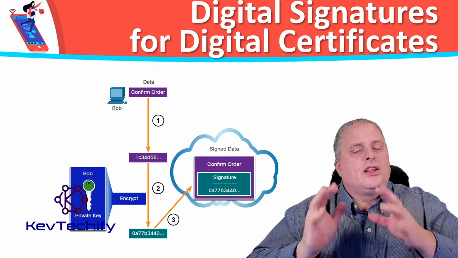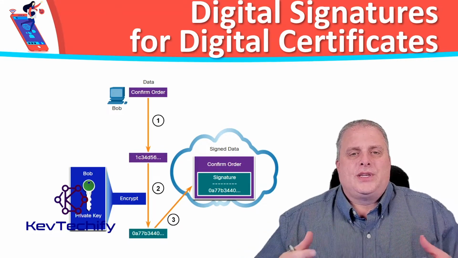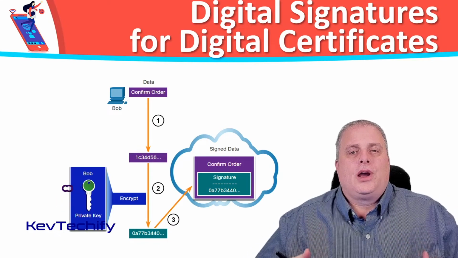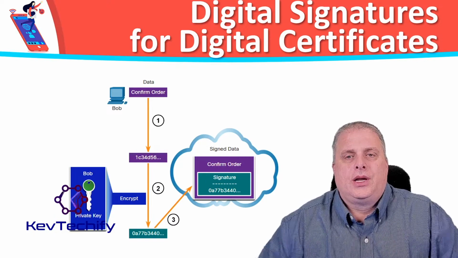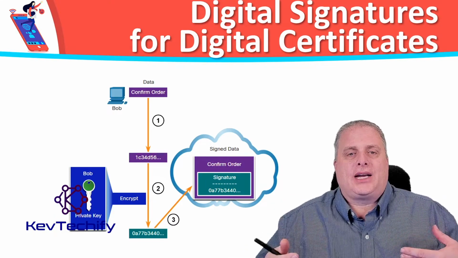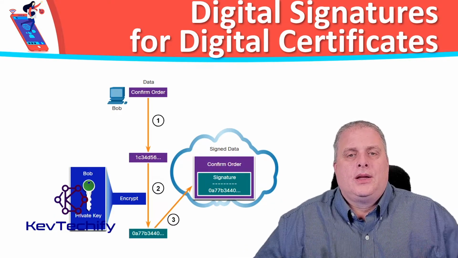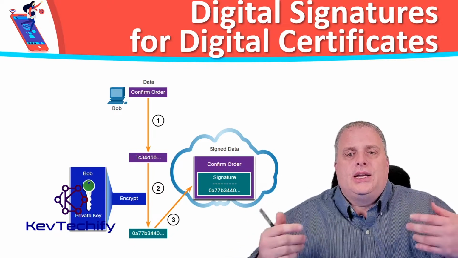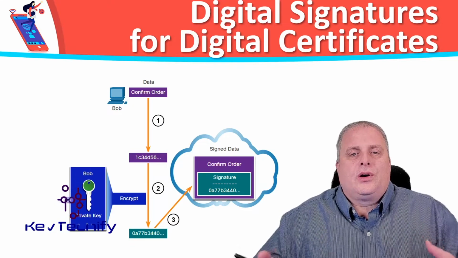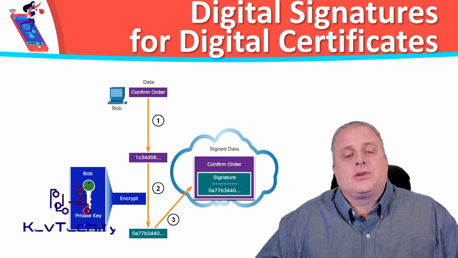To look at it a little bit more technically, what happens here is Bob confirms the order and his computer creates a hash of the confirmation. Then the computer encrypts the hash with Bob's private key. The encrypted hash, which is the digital signature here, is appended to the document. The order confirmation is then sent to Alice over the internet.